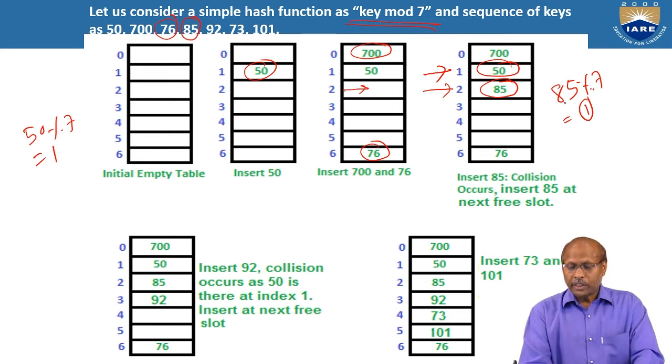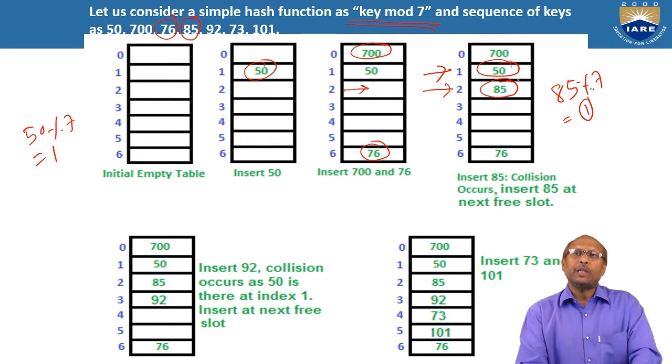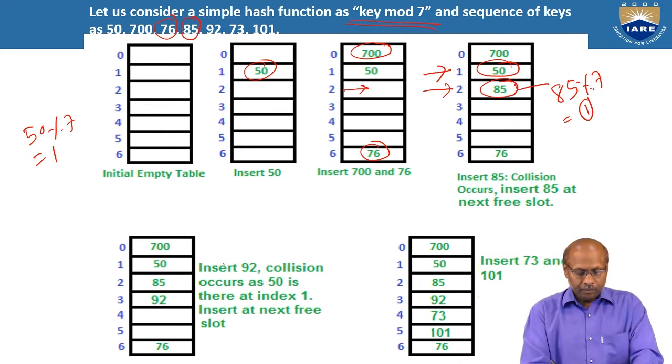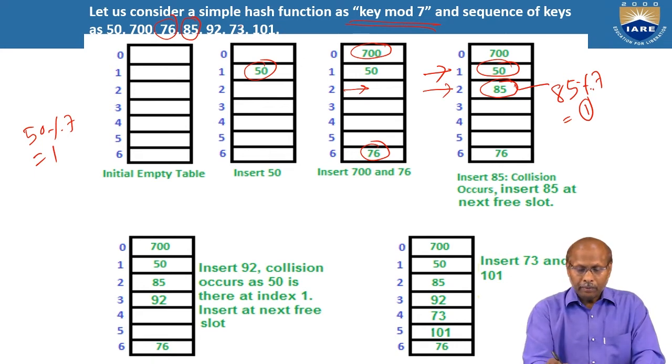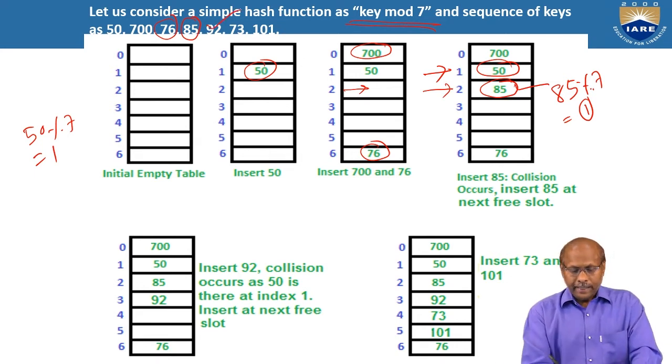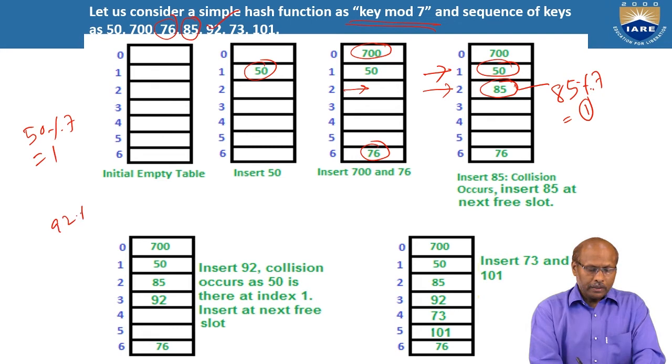You were supposed to store this value in the first position, but in the first position 50 is already there. So for that sake, you have to come down and check whether this slot is free or not. Yes, this slot is free. So 85 will be stored here. This is the nature of linear probing. After storing 85, then 92 comes. 92 modulus 7.